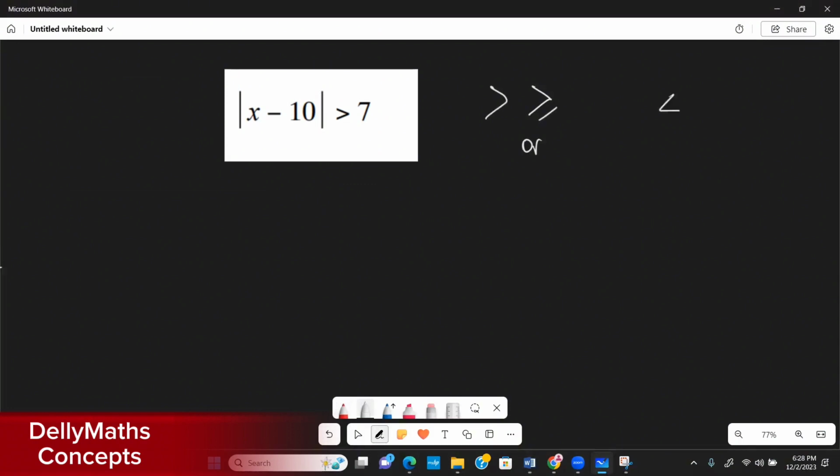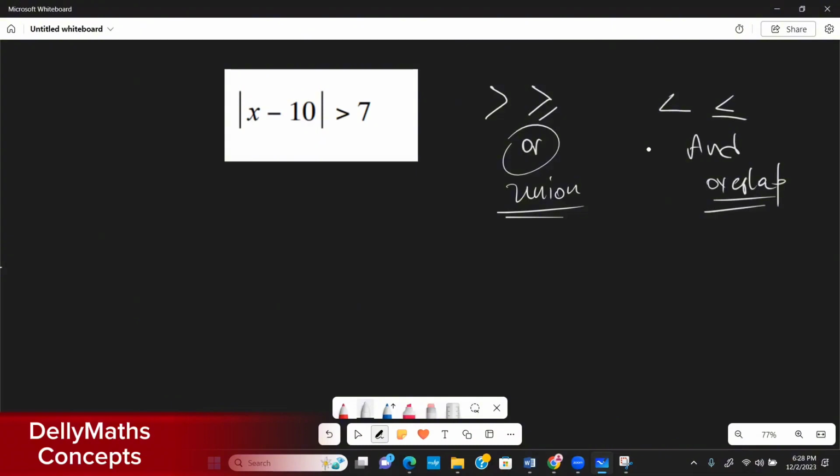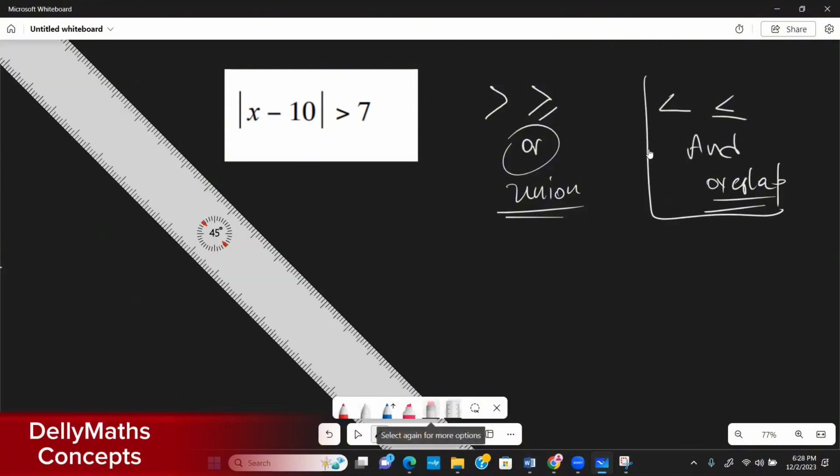Now, if we're dealing with less than or equal to, it's going to be the AND case. When we speak of the OR, we're referring to a union of ideas, so that the ideas will combine. But when we say AND, we're only going to be using the part that intersects or overlaps. We're looking for the part of the answers that overlap, because definitely in this case, they're going to overlap. So let us take a look at what's going on.